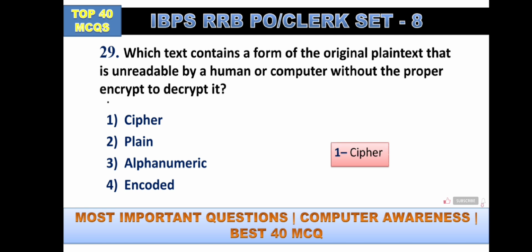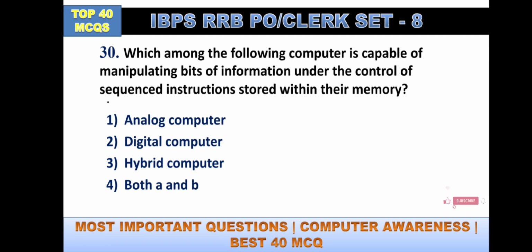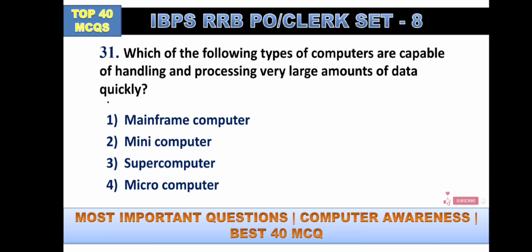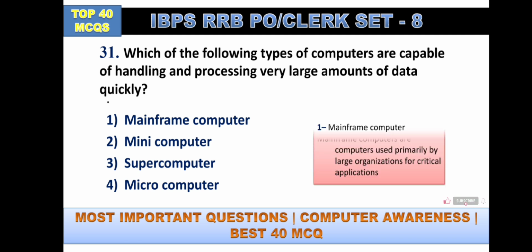Okay. Which of the following computers is capable of manipulating bits of information under the control of a sequence of instructions stored within their memory? So this type of computer we call a digital computer. Okay. 31. Which of the following types of computer are capable of handling and processing very large amounts of data quickly? So can you guess? It is called a mainframe computer. Okay. And mainframe computers are computers used primarily by large organizations for critical applications. So this is used for critical applications.